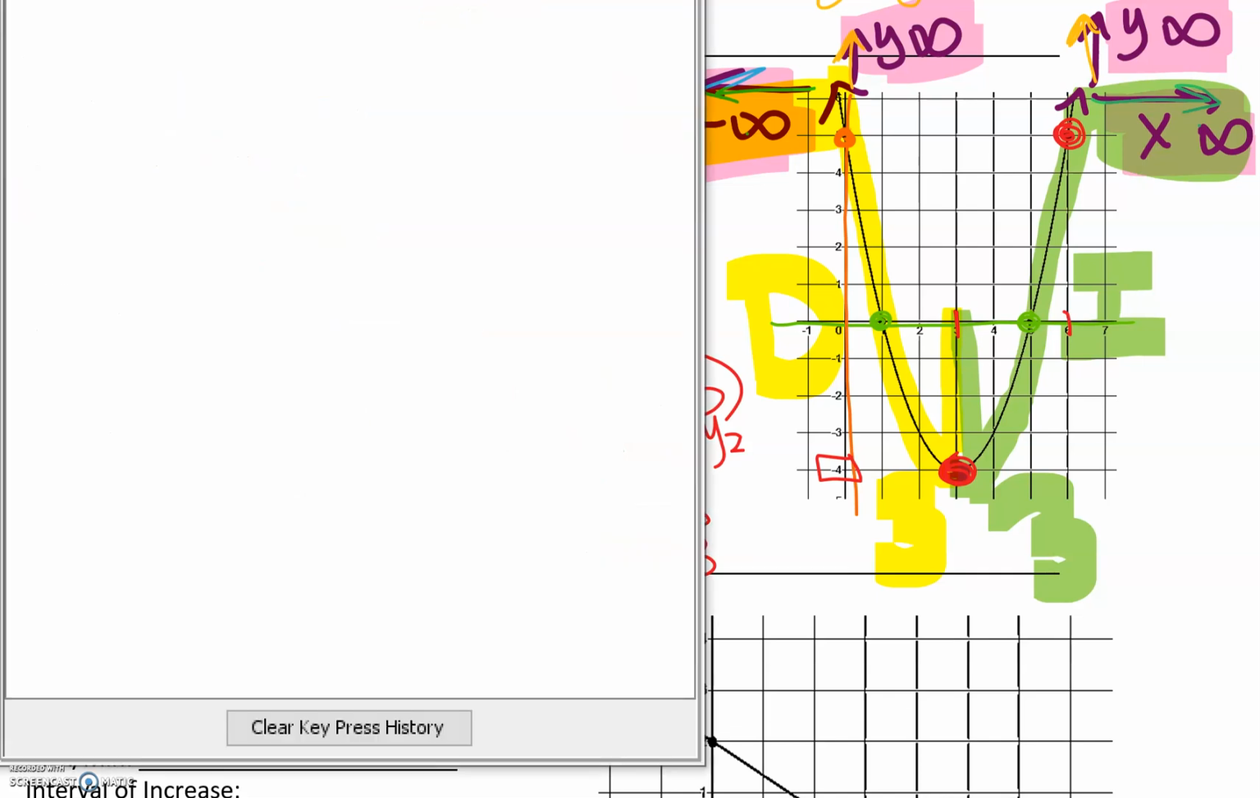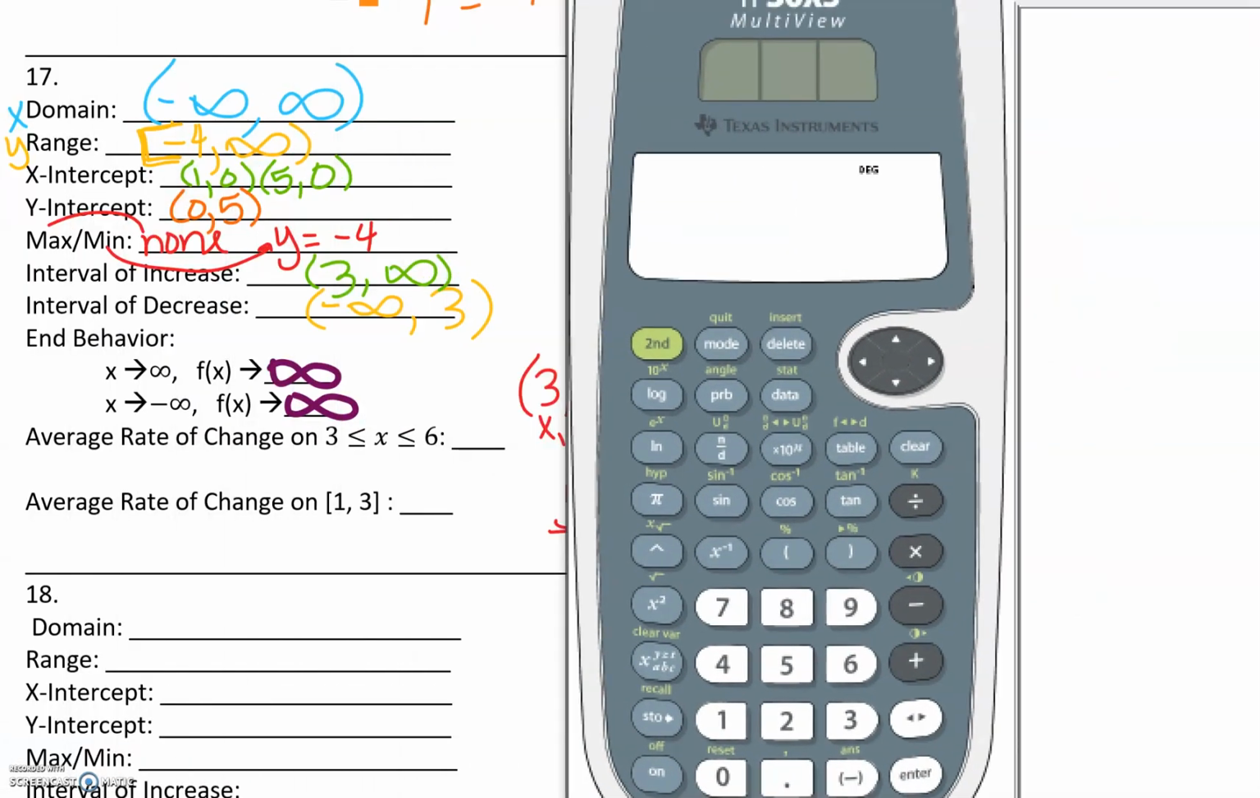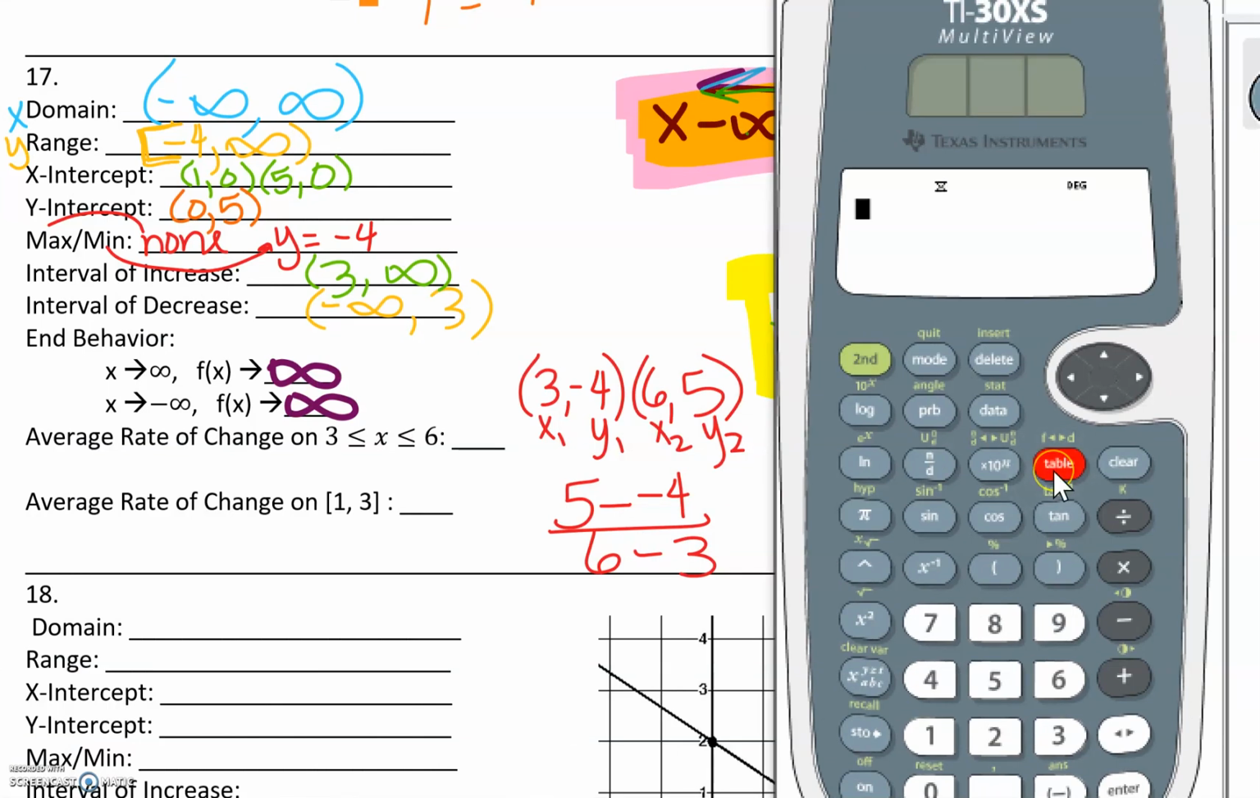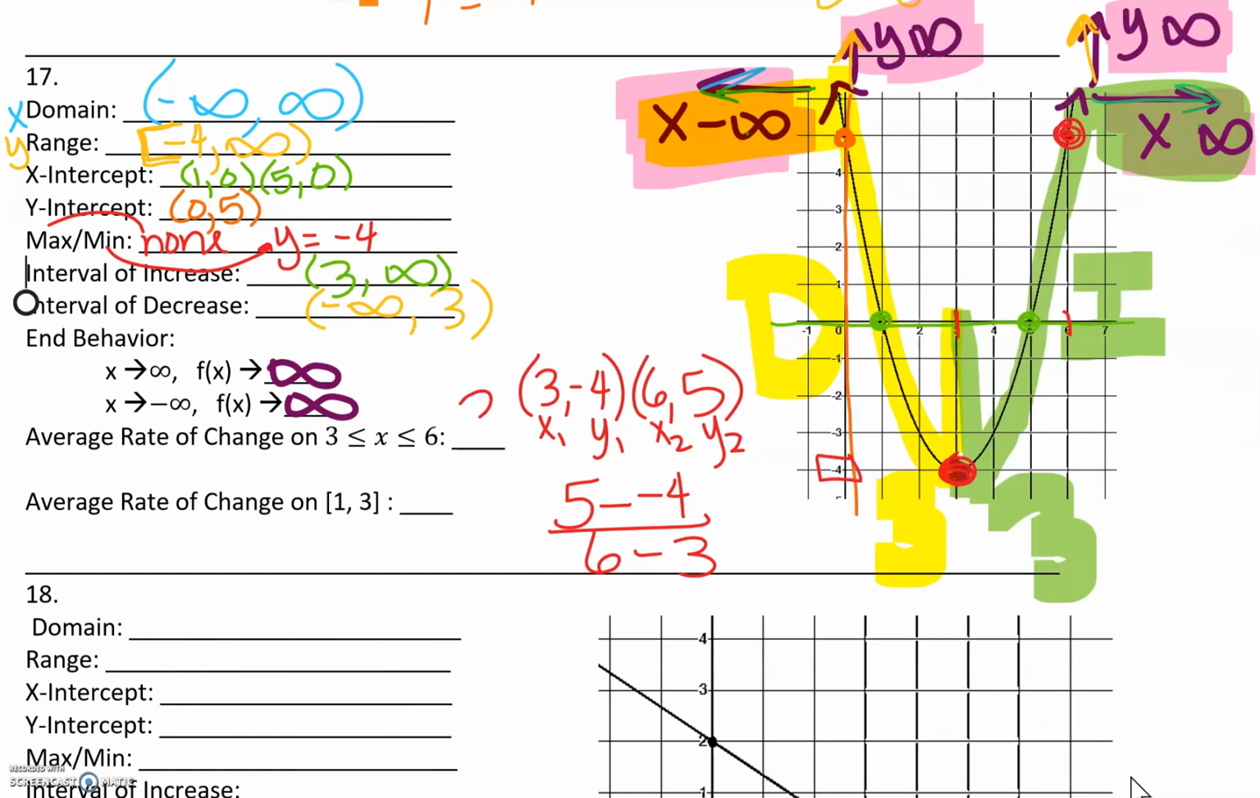At this point, we're like, okay, well, let's use our calculator. So we're going to do our fraction. 5 minus the negative 4, and 6 minus 3 to give us a final answer of 3. So we now know that our slope, our average rate of change on the interval 3 to 6, is a 3.